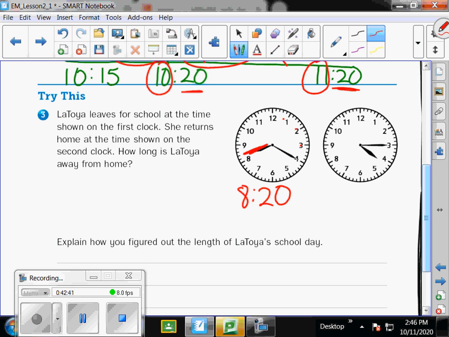All right, now let's look at the second clock. Again, look at the little hand first. It's between the 4 and the 5. I'm little, so I'm going to pick the littler number of 4.